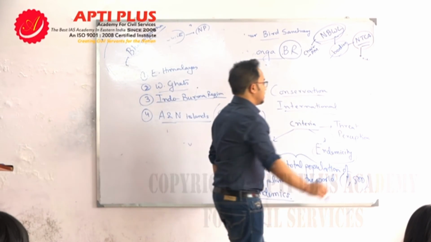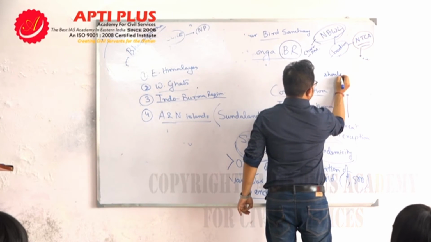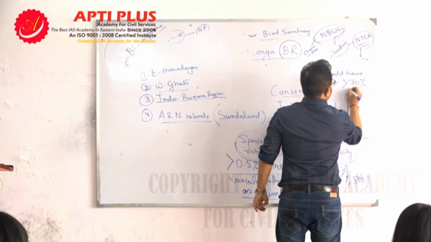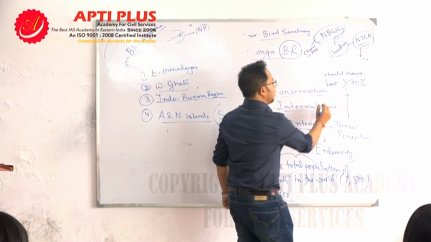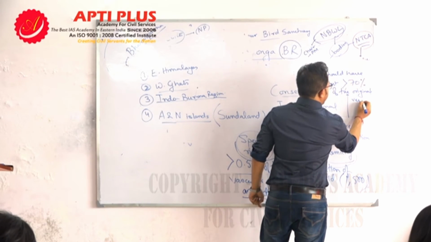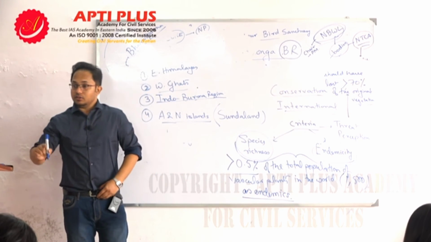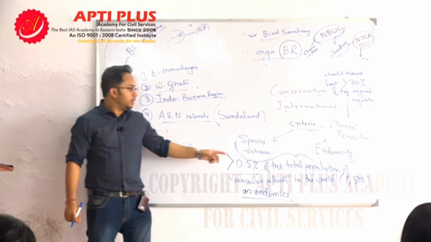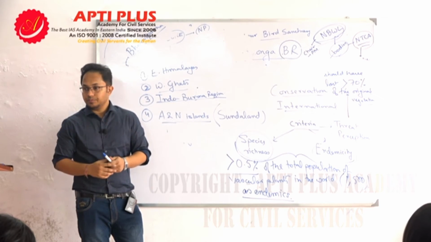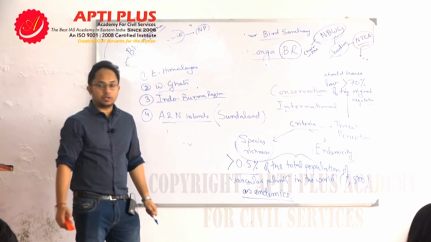Second is the threat perception. How much threat perception? The area should have lost greater than or equal to 70% of the original vegetation. So you can understand, if an area has lost a huge percentage of its original vegetation, and it is also a very biologically rich area, then definitely there is a need to protect that area. That is why it is given this term of a biodiversity hotspot. So kindly remember these two criteria. Conservation International is the body. Okay.